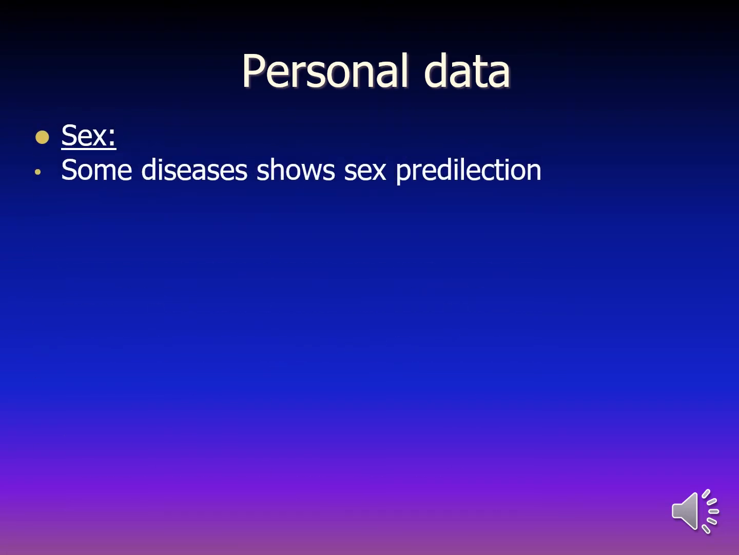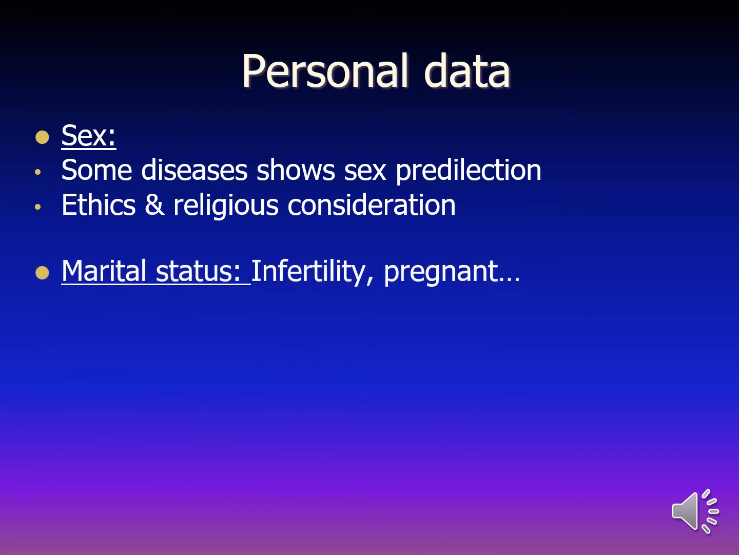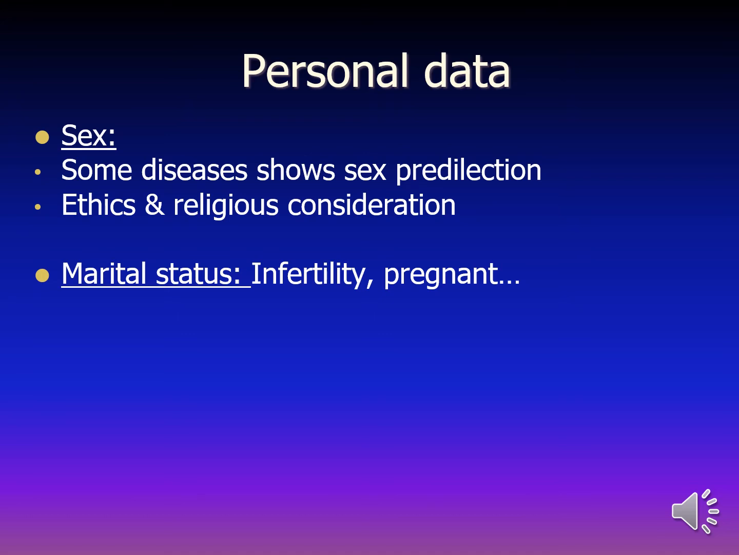Sex is important. Some diseases show sex predilection. The most famous example is hemophilia, which is common in males. These are questions which are repeated every now and then. Ethnic and religious consideration is important. For example, Arabs and Muslims prefer that a female cover her hair or something. Marital state: whether he or she has any difficulty with childbearing, infertility, or if the patient is pregnant now.